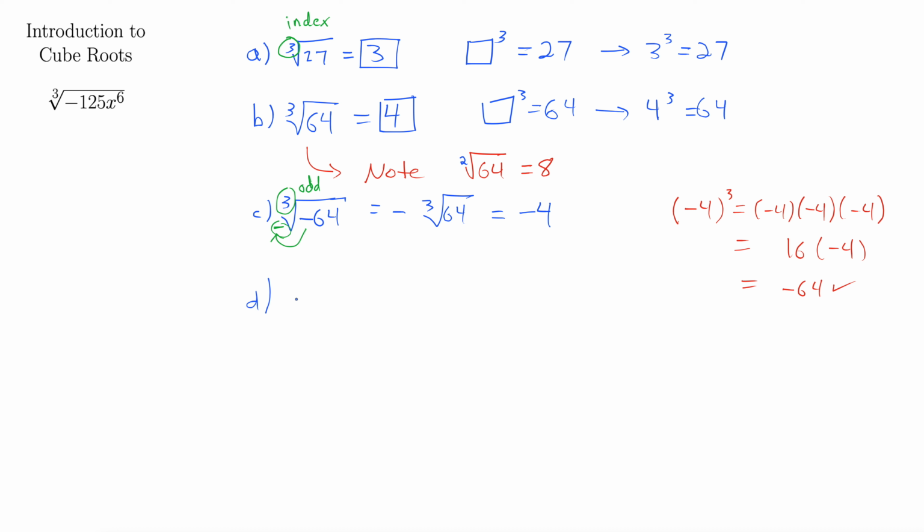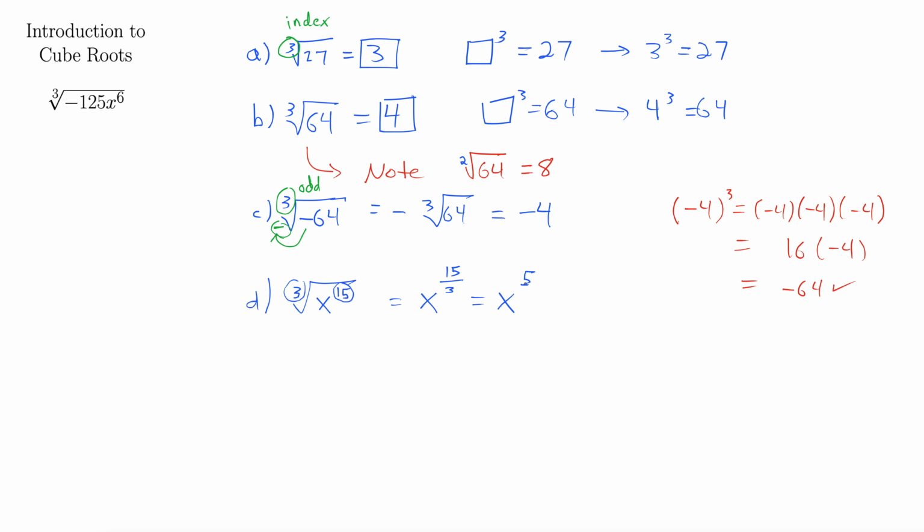Let's try this one. How about the cube root of x to the 15? Here you just take whatever's in the power, the 15 here, and divide it by the index. It's a little trick, and we'll talk more about this when we get to rational exponents in a couple sections. But for now, just divide it out. 15 divided by 3 gives x to the 5th.